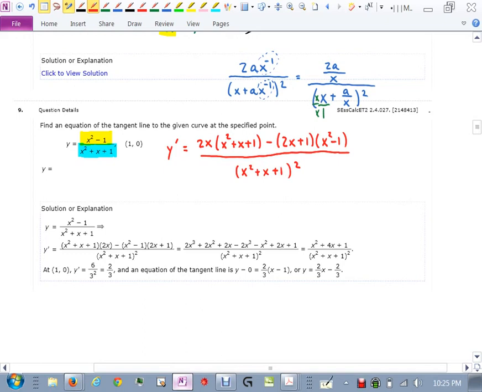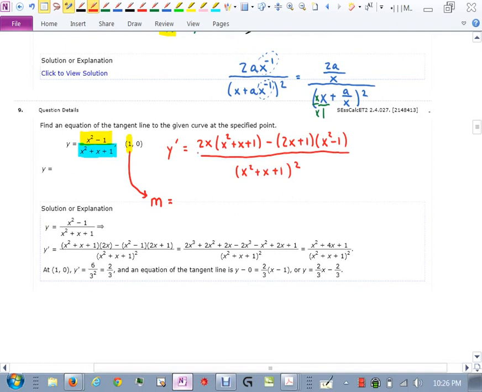Now we could try and clean this up. In fact, they do that here. They clean this all up and they get something. But really, if I want to know what the slope of the tangent line is at this point, then I really want to know what happens when x is 1. So the slope is going to be equal to, now I'm saying the slope at that point when x is 1, just plug 1 in for all your x's.